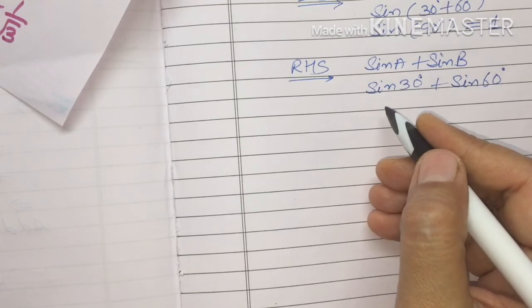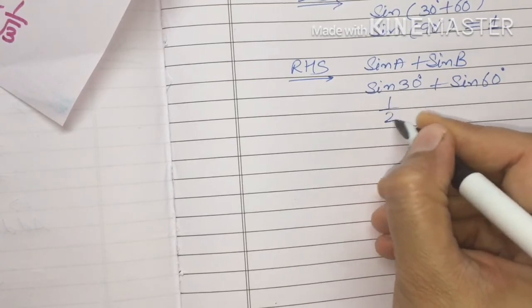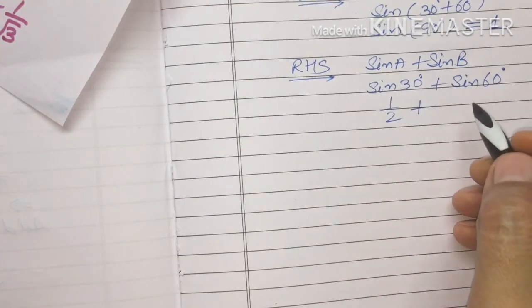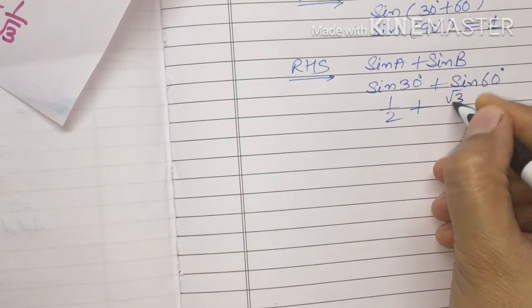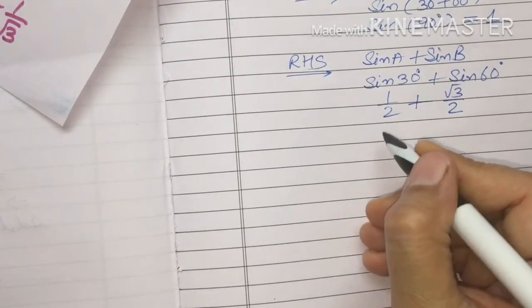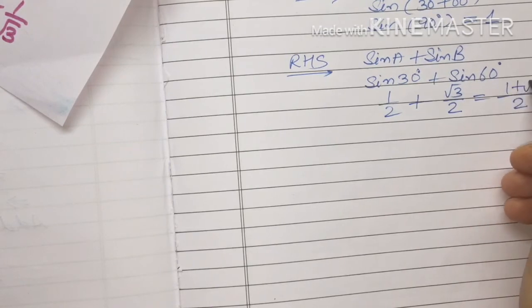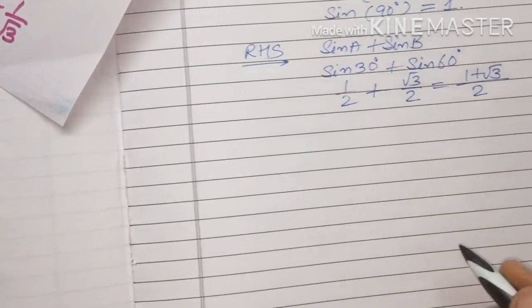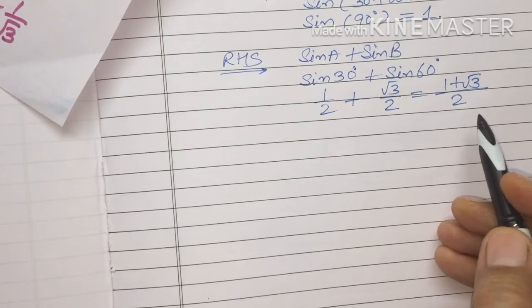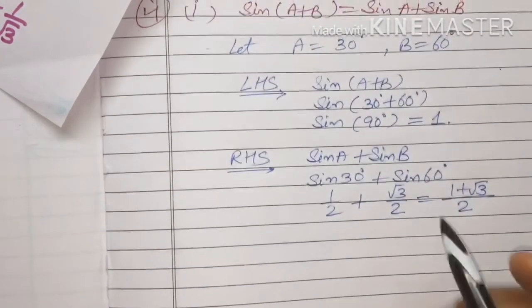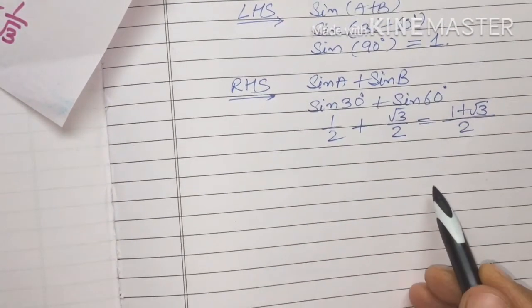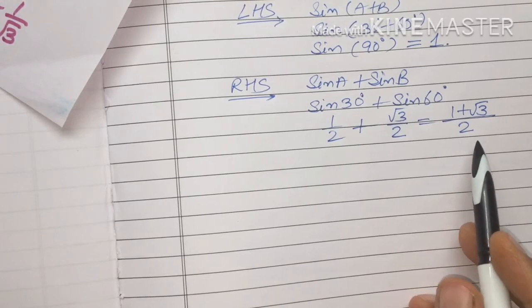So sine 30 is 1 upon 2 plus sine 60. Sine 60 is root 3 upon 2. So we will add these two, 1 plus root 3 upon 2. This is the value for the right side. So the left hand side is 1 and the right hand side is 1 plus root 3.